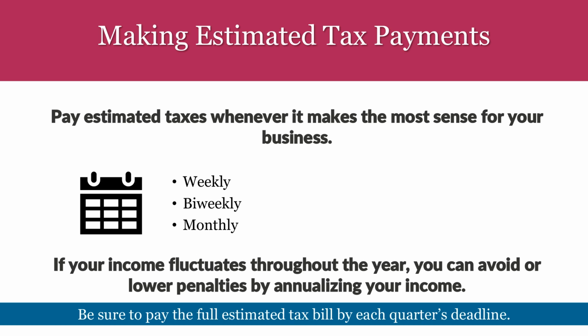If your income fluctuates throughout the year, you can avoid or lower penalties by annualizing your income, meaning that you will calculate the total amount of money you will earn in the year and make unequal payments based on your cash flow each quarter. This allows your quarterly taxes to be based off your annual income, but not place undue stress on your business during lower earning quarters.